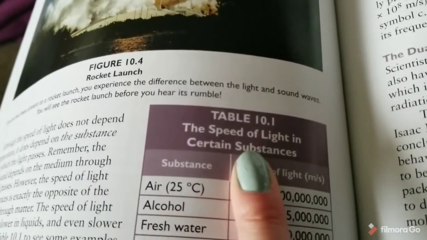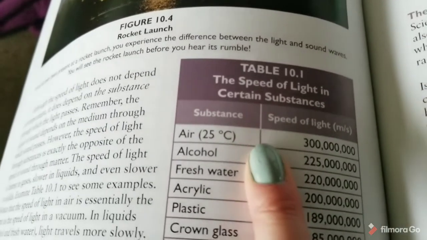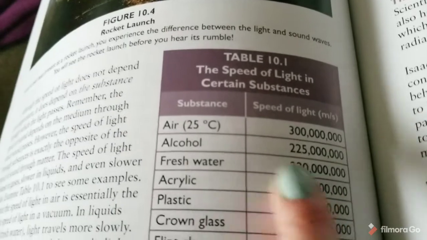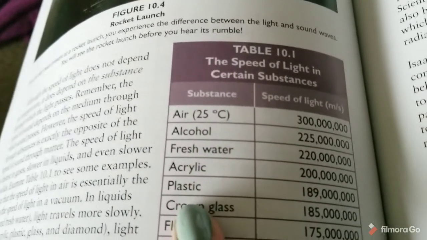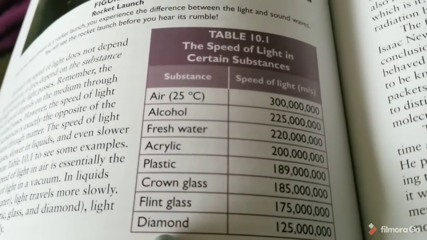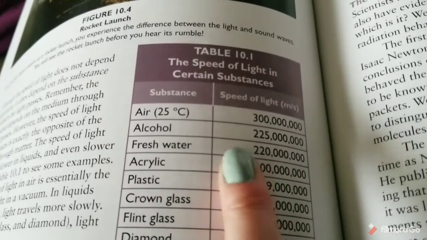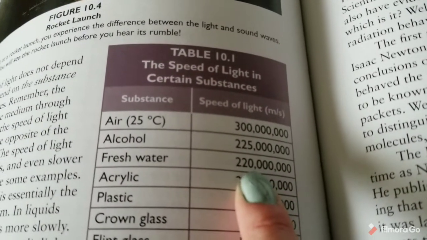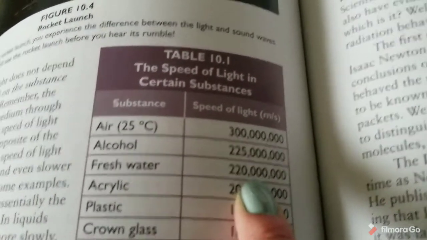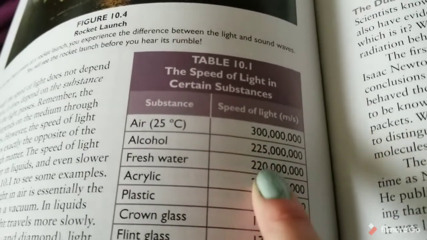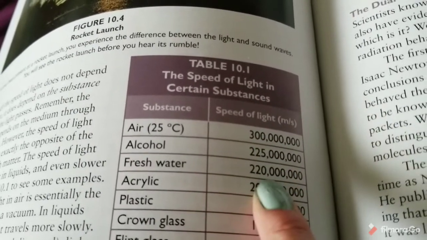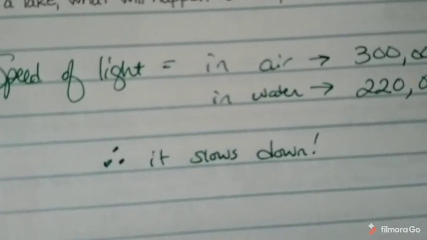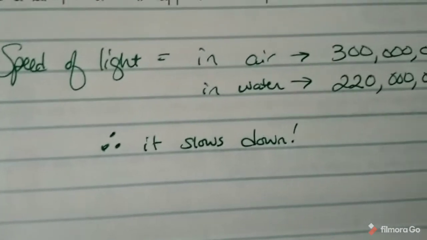Okay, table 10.1. Speed of light in certain substances. Here we have it in air. Constant speeds here: alcohol, fresh water, acrylic plastic, crown glass, flint glass, diamonds. Wow. Okay, so where's the water? Water, 220 million meters per second. So the difference between the two is one is faster than the other one. So when it hits the water, it slows down. That's the answer.